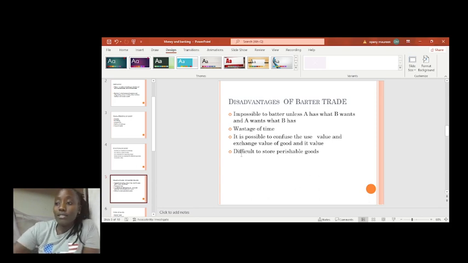And then the second disadvantage of barter trade is wastage of time, which takes a lot of time when you are negotiating with the other person.